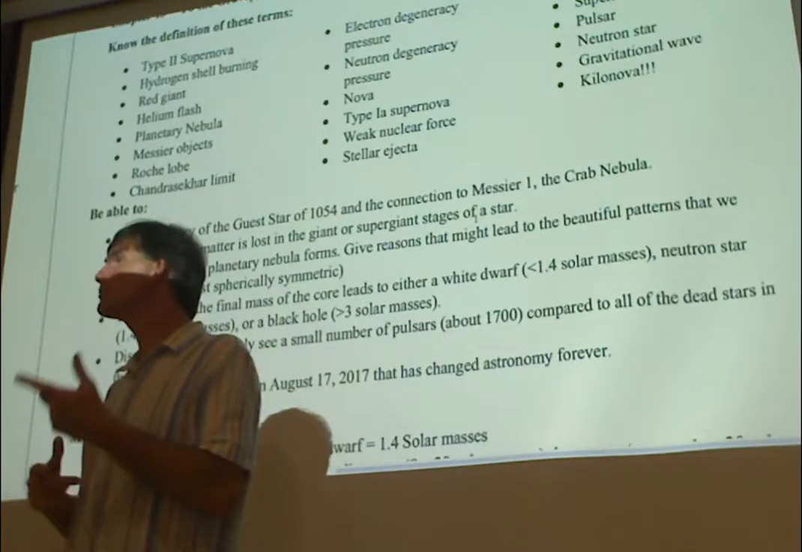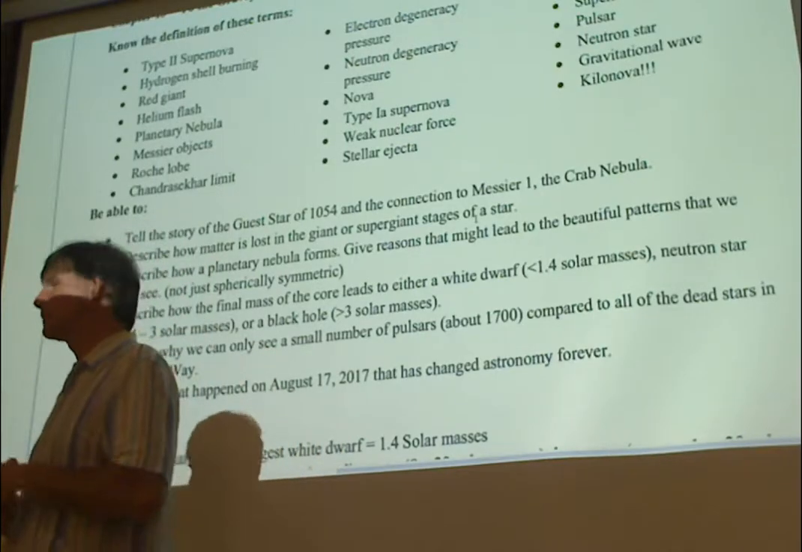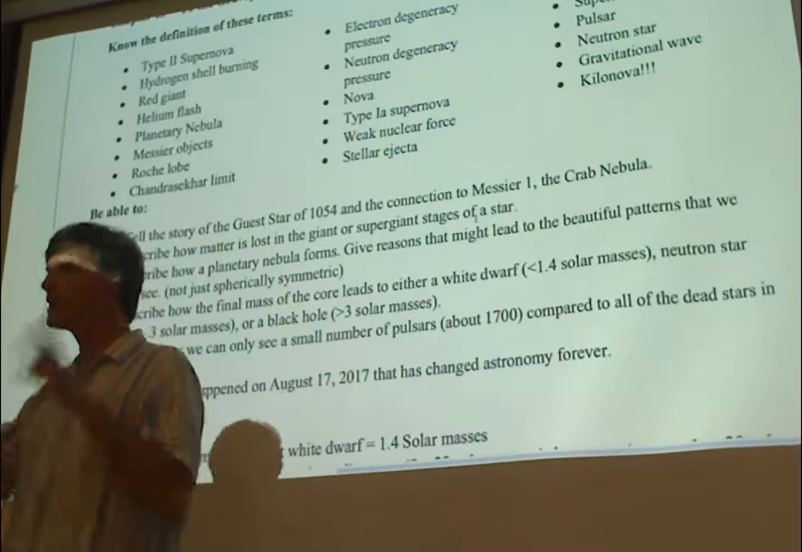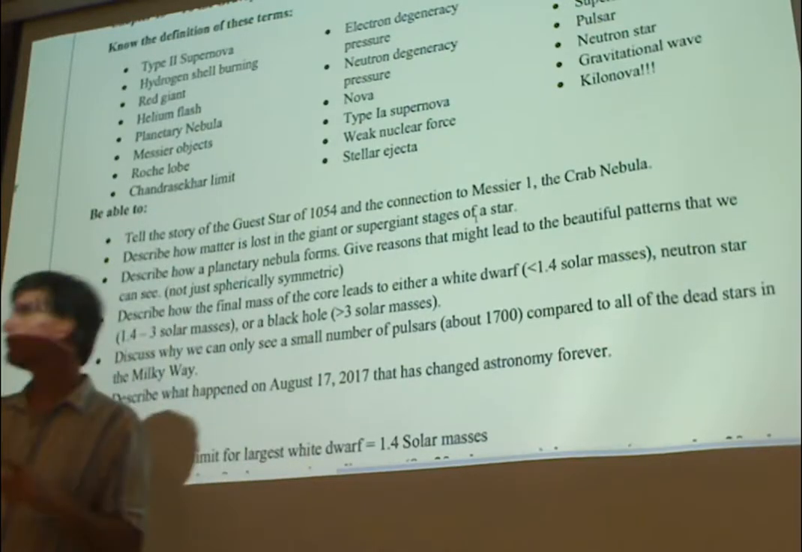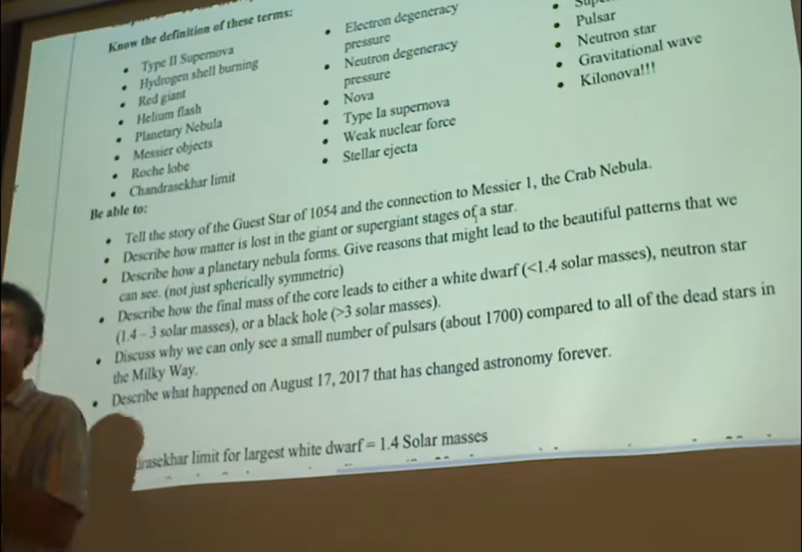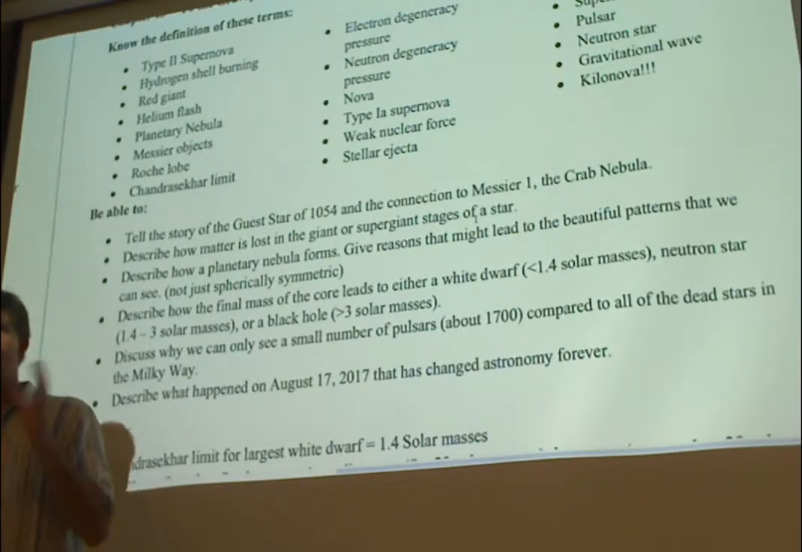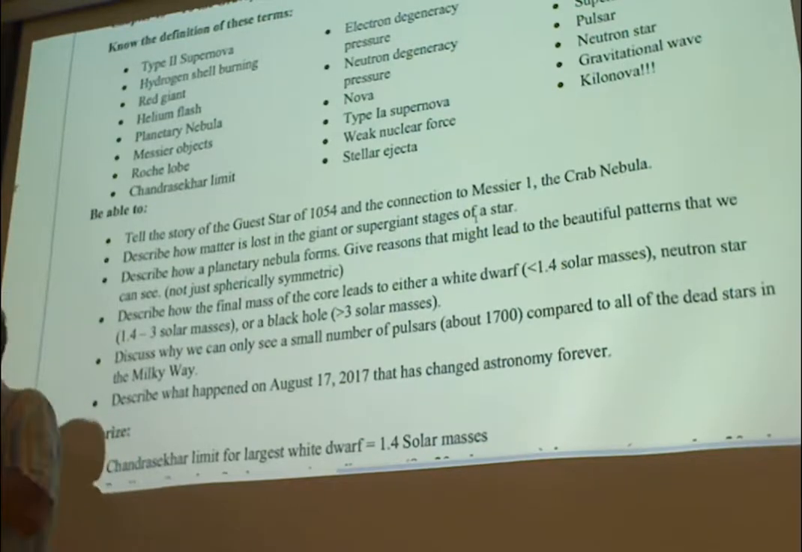So the white dwarf is the leftover core material, not the material that tried to fall behind it. That gets blown away, and then it will light up and make a planetary nebula. So if your starting mass is less than 8, by the time you're finished and you collapse, you have less than 1.4 solar masses left over in the core.